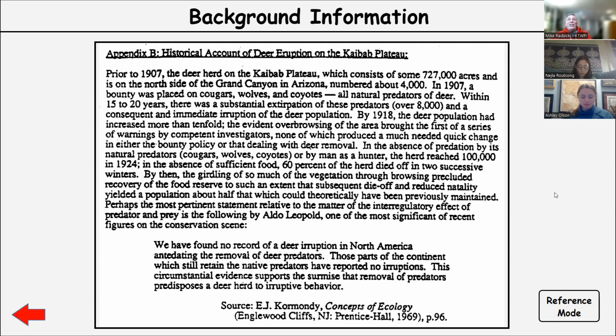By 1918, the deer population had increased more than tenfold. The evident overbrowsing of the area brought the first of a series of warnings by competent investigators, none of which produced a much needed quick change in either the bounty policy or that dealing with deer removal. So like the movie Don't Look Up, we're warning, and they're not doing anything about it.